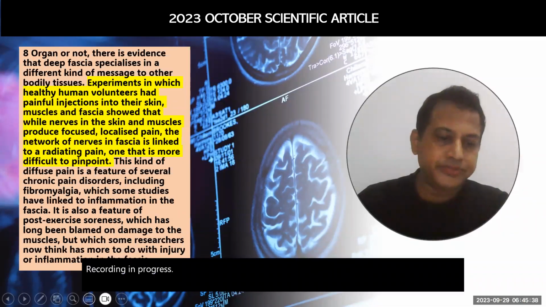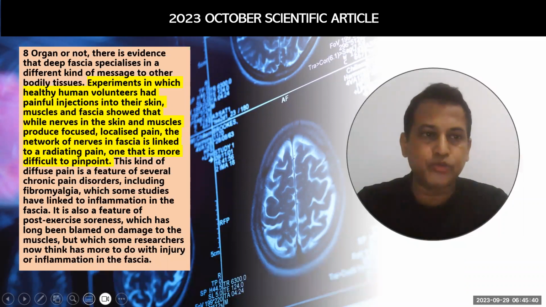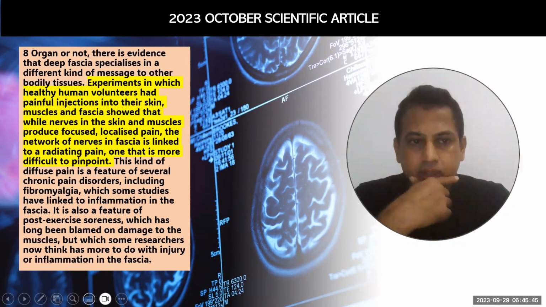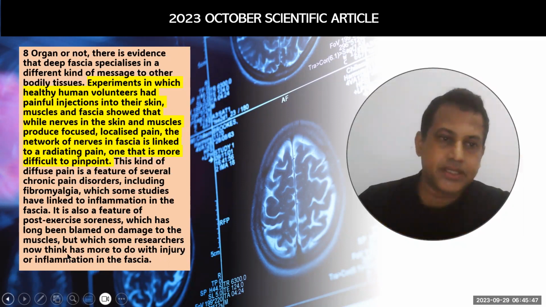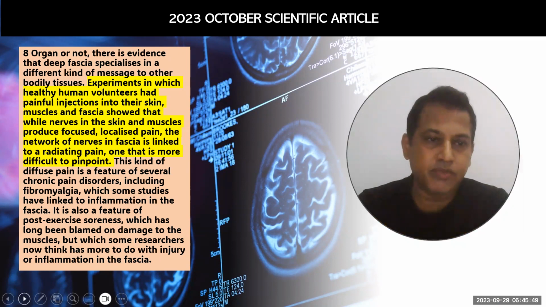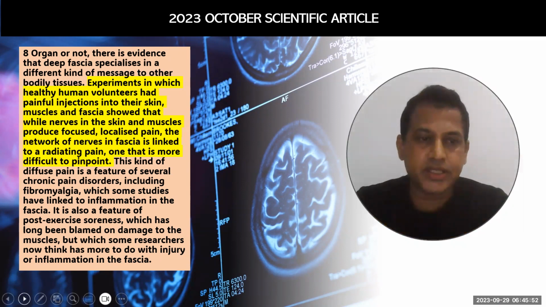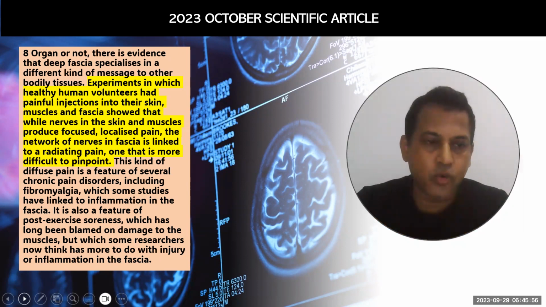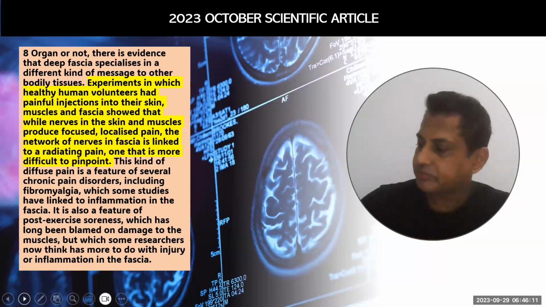Okay, now we are going to continue from paragraph 8. Paragraph 8: an experiment in which healthy human volunteers had painful injection into their skin, muscles and fascia showed that while nerves in the skin and muscles produce focused, localized pain, the network of nerves in fascia is linked to the radiating pain, one that is more difficult to pinpoint.